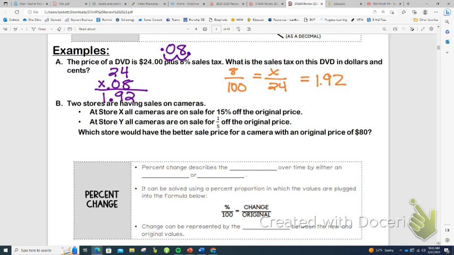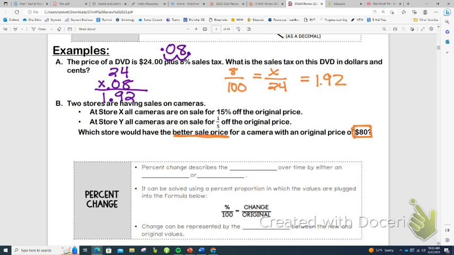Example B says two stores are having sales on cameras. At store X, all cameras are on sale for 15% off the original price. At store Y, all cameras are on sale for 1/5 off the original price. Which store would you have the better sale price for a camera with an original price of $80? So we're looking for the better sale price, which means the cheapest option. And our camera originally cost $80, so that's our total or our whole.